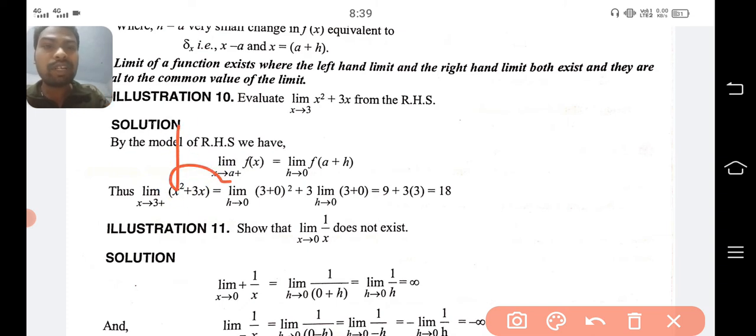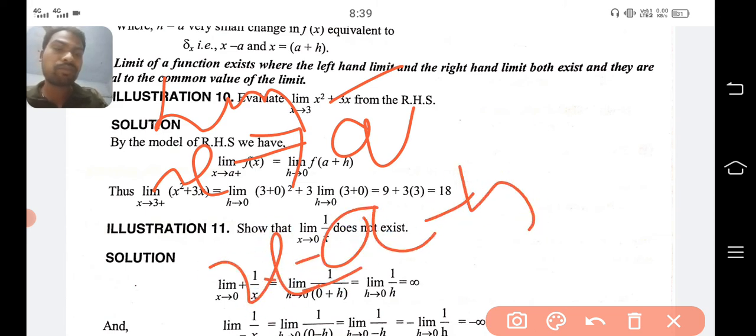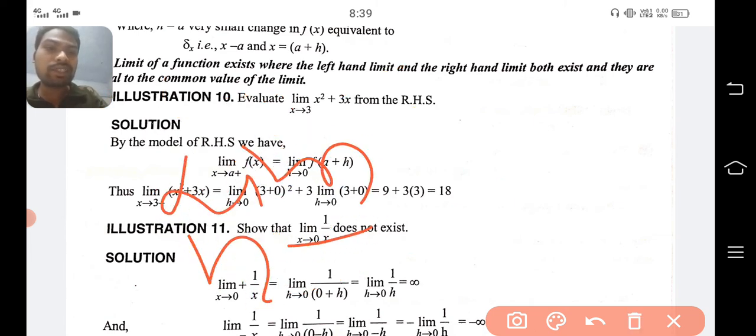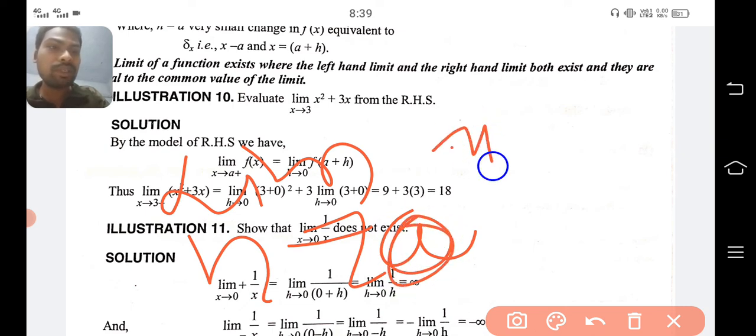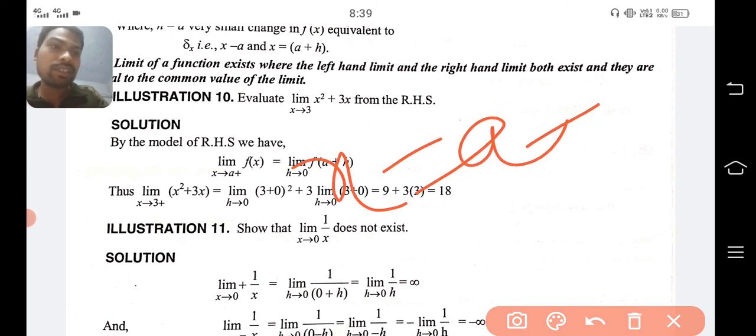The main thing you have to notice is that whenever we are talking about the left hand side limit, we have to write limit x tends to a to the power minus, and this is the left hand side limit, where we put x equal to a minus h. If we are denoting it in terms of limit h tends to 0, then we take x equal to a minus h.